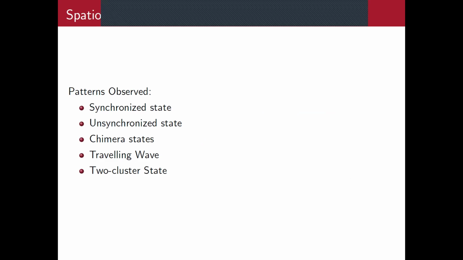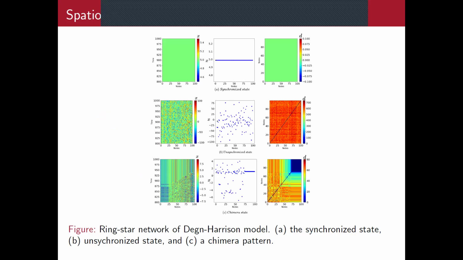These are the spatio-temporal patterns observed in the Degn Harrison model. We got synchronized state, unsynchronized, chimera states, traveling wave, and two cluster state. The heat map obtained for ring star network, where the first one shows the synchronized state, B is the unsynchronized state, C chimera state.